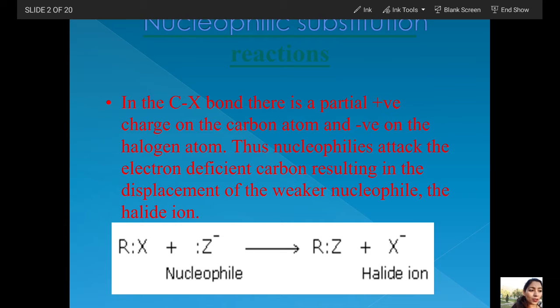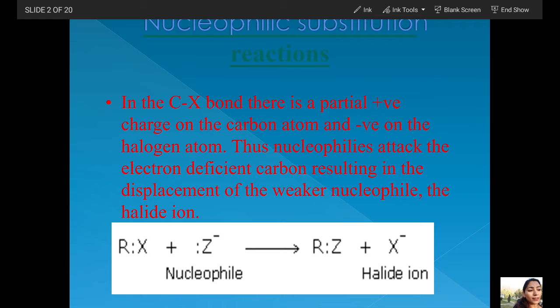Again, nucleophilic substitutions are of two types: one is the SN2 reaction and the second is the SN1 reaction. First, we will go through what a nucleophilic substitution reaction is. As we know, all organic compounds are covalent compounds. But in the case of haloalkanes and haloarenes, they develop a partial positive and partial negative charge.